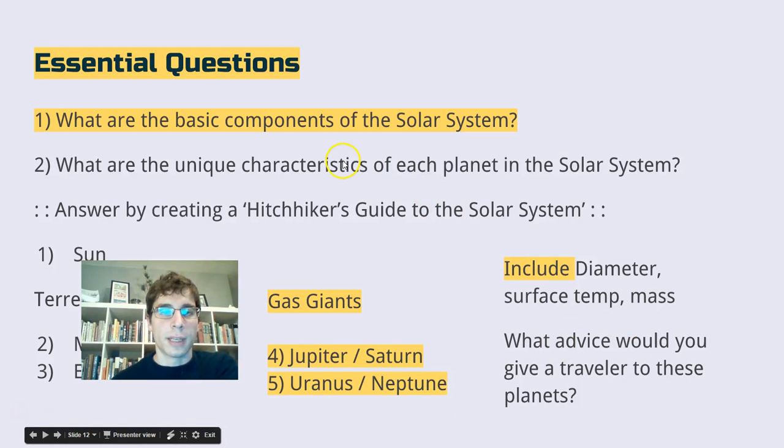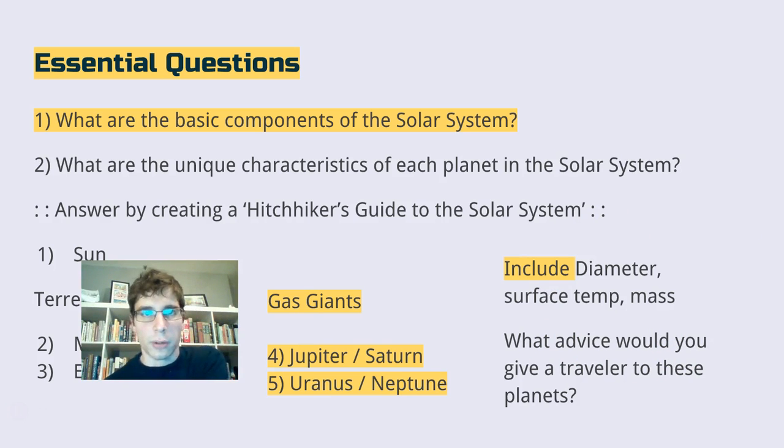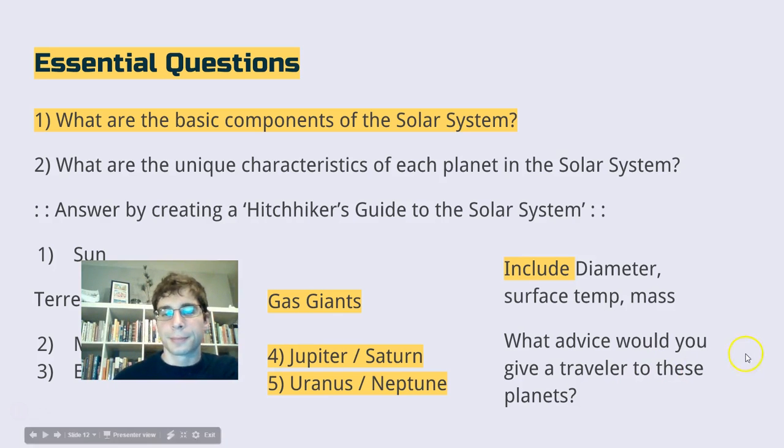So your goal is, again, we're covering the basic components of the solar system, and today we're focusing on the gas giants, Jupiter, Saturn, Uranus, and Neptune. You're going to do just like you did with the terrestrial planets: diameter, surface temp, and the mass. You can find all of that linked in the Google Classroom assignment.